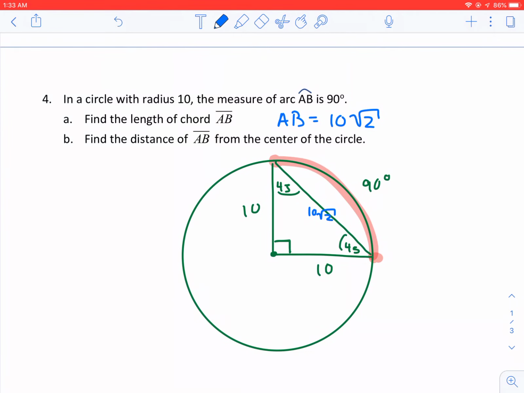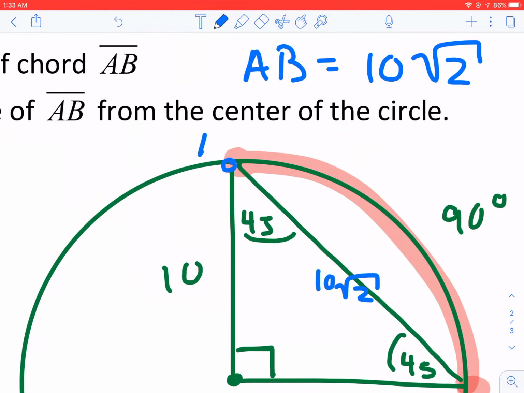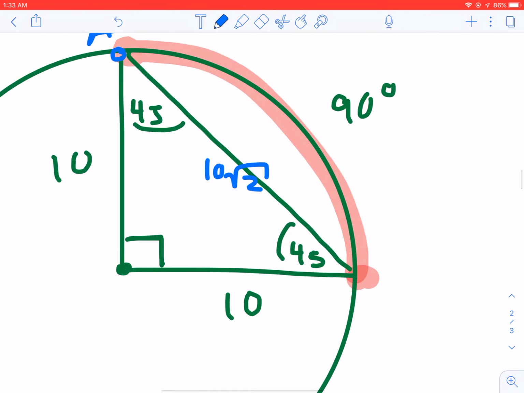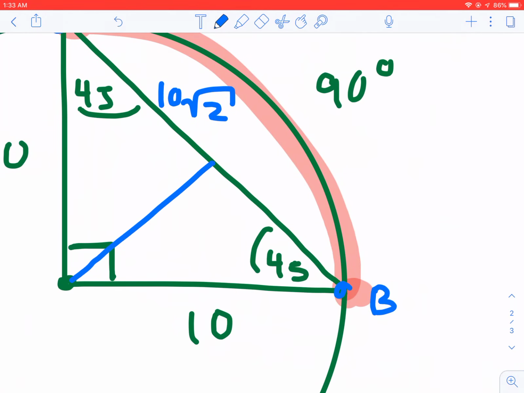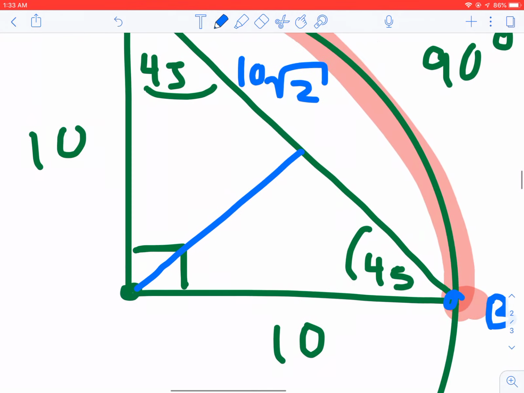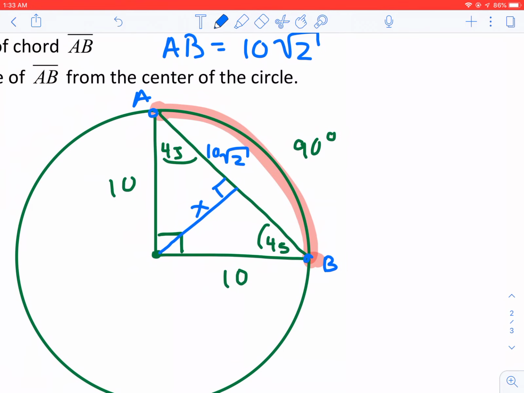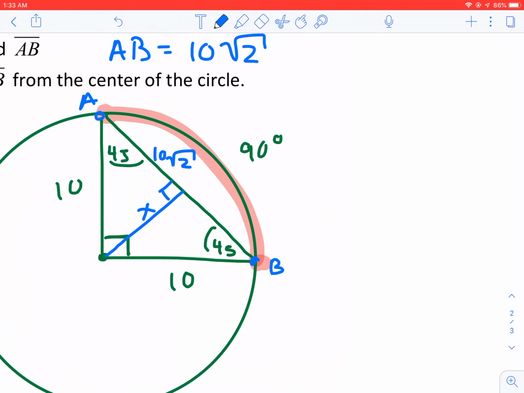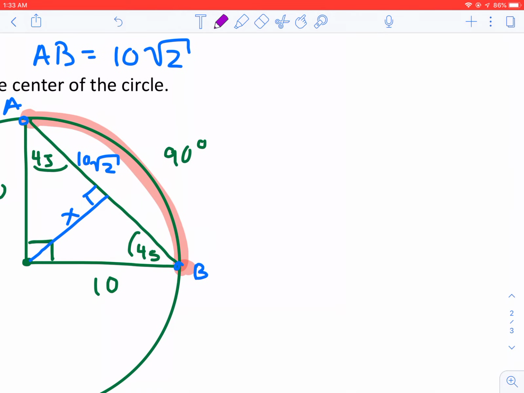Find the distance of AB from the center of the circle. I should probably label this AB, but again, the shortest distance is going to be the perpendicular to the chord. Let's call that x. So this is 90 degrees. You could do law of sines again, but it's a right triangle, so I could use right triangle trigonometry, or I can even just use Pythagorean theorem. I think I'll use Pythagorean theorem.